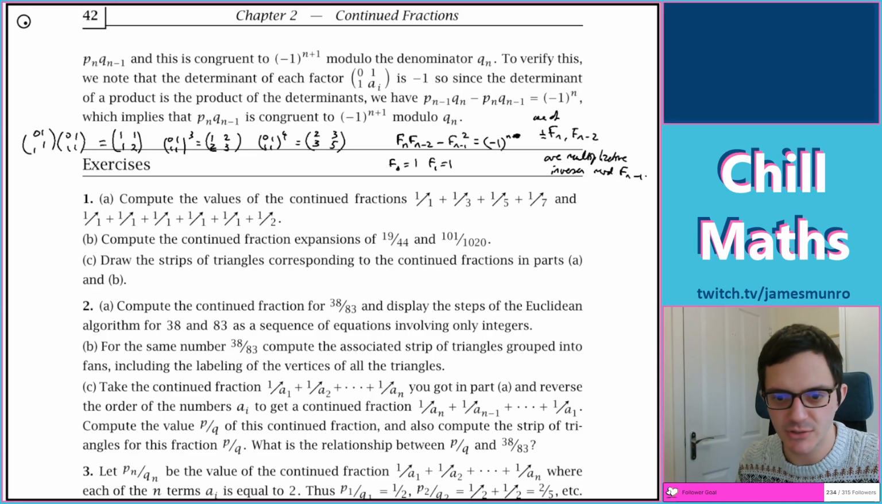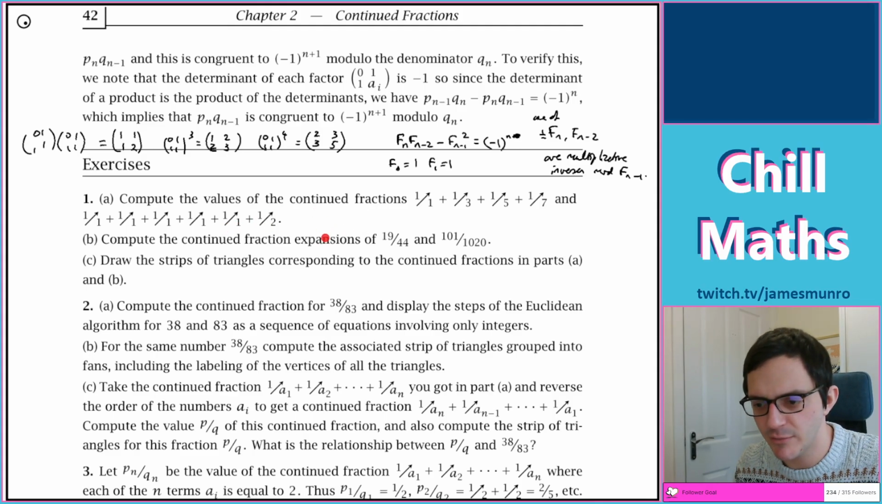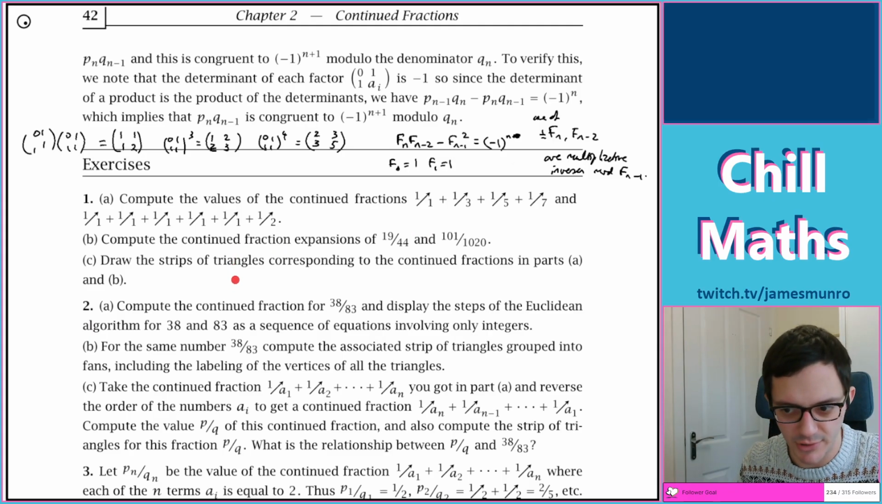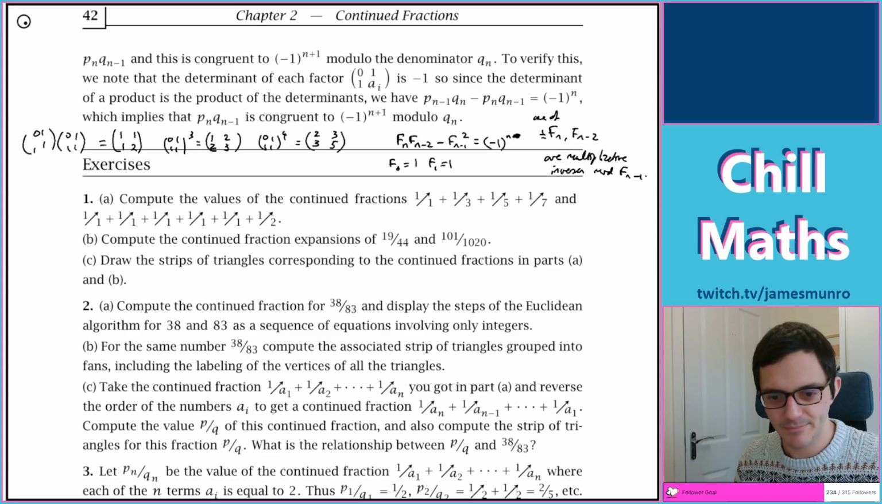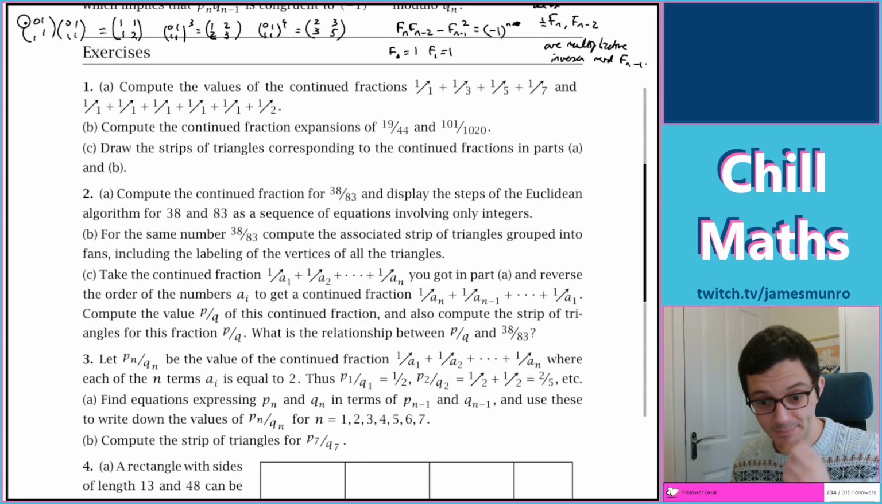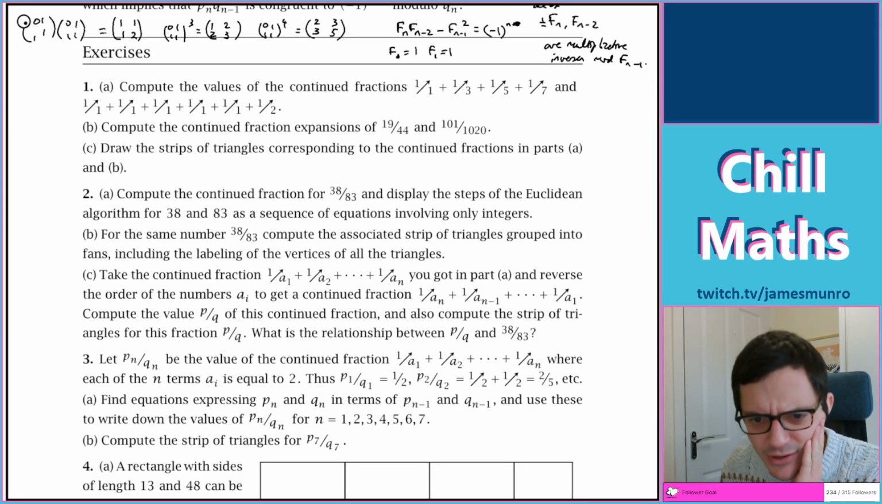Maybe we should. That question 2 looks pretty good. I don't want to evaluate these. I don't want to calculate continued fractions for these. I don't want to draw lots of triangles corresponding to those, although it would help me verify that I can remember which way up the triangles go. Question 2 looks good though. We've hit the exercises. It's good times, good times.